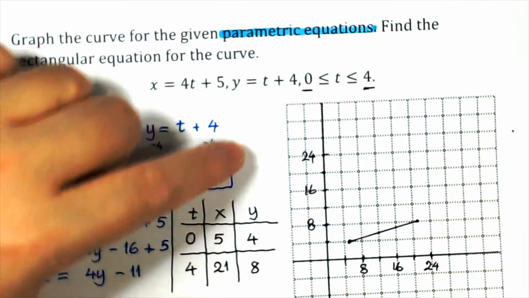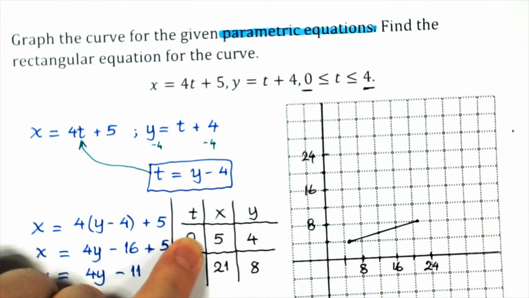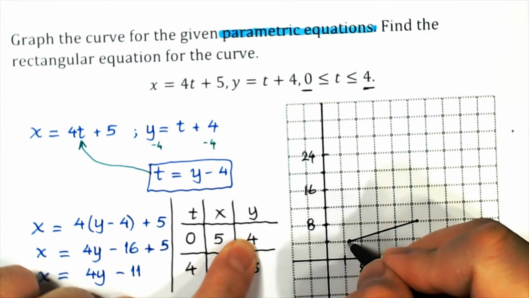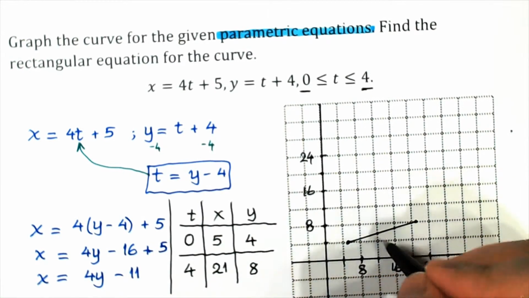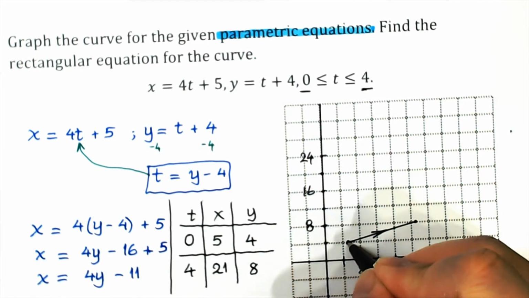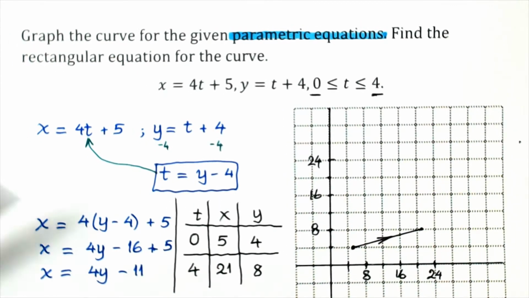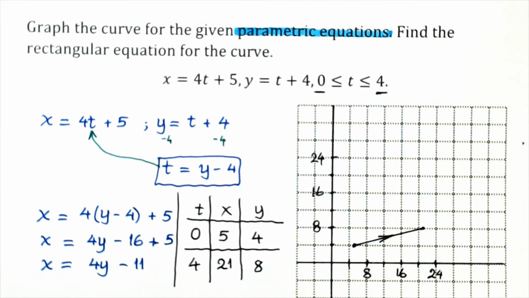Furthermore, the initial point when t equal to 0 is the point (5, 4). So that's where we start. And when we end with t equal to 4, we have (21, 8). So this line segment goes from this point to that point. And that's what we have for this problem.